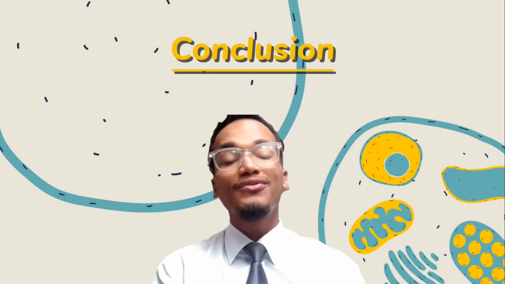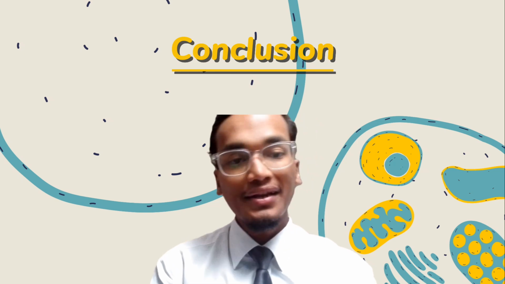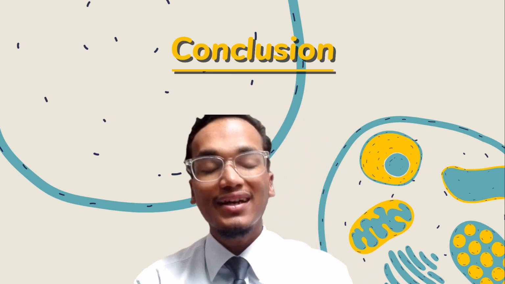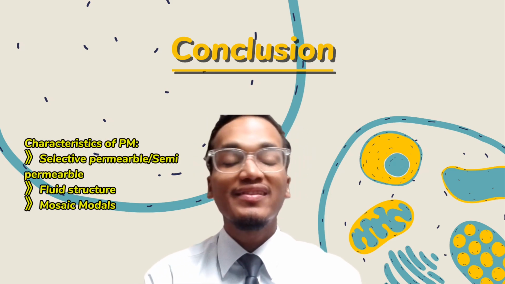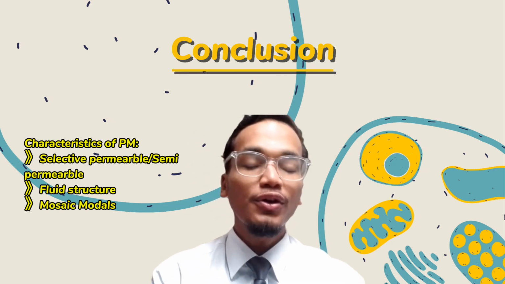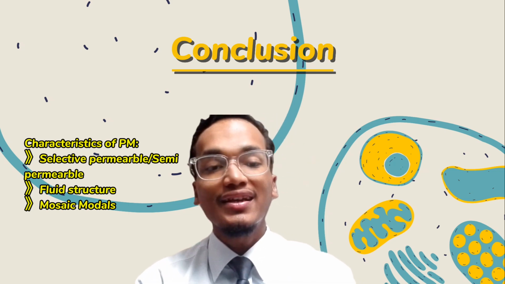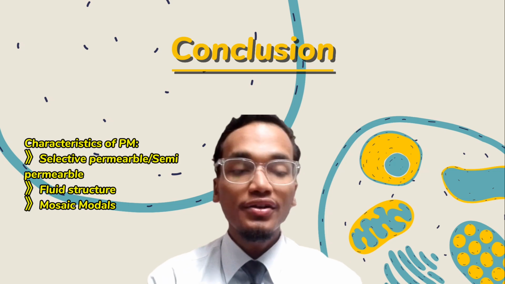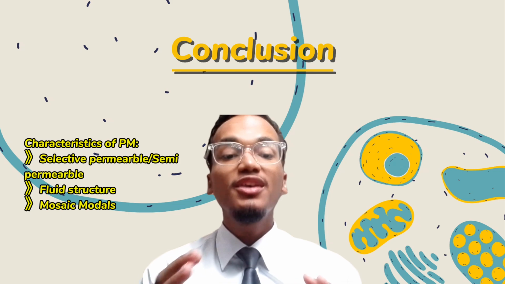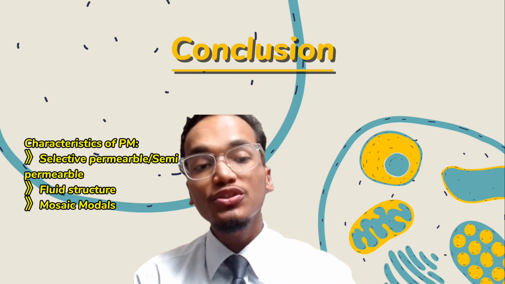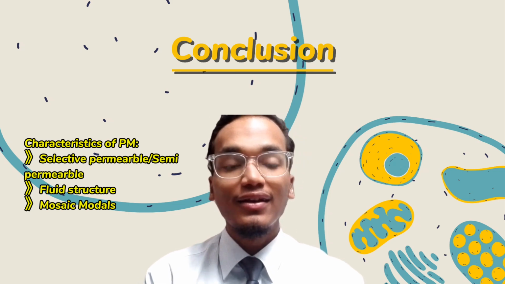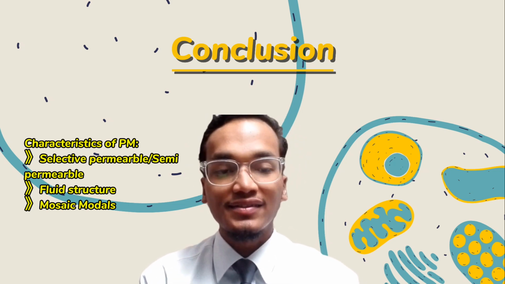Okay class, we have reached the end of today's lesson. But before we dismiss our class, I want to recap the main points that we have learned today. Firstly, the characteristic of plasma membrane is that it is selectively permeable, or semi-permeable. It only allows certain substances to go in and out of the cells. Secondly, plasma membrane is not rigid and structured, but it is in a fluid form. Just remember the key point of fluid. And lastly, the various proteins are built into the plasma membrane in a form of mosaic, so we call it the fluid mosaic model.